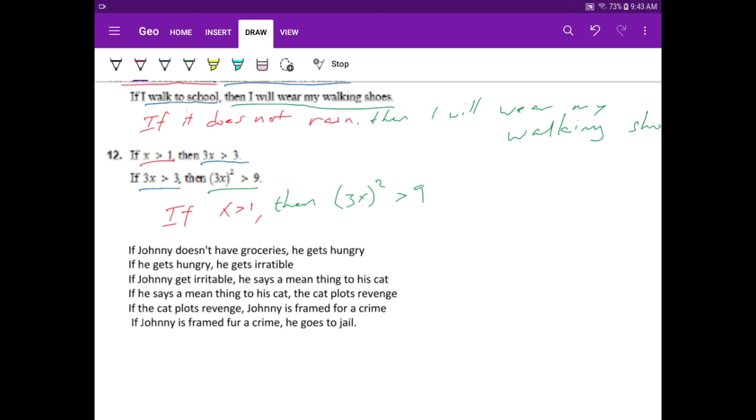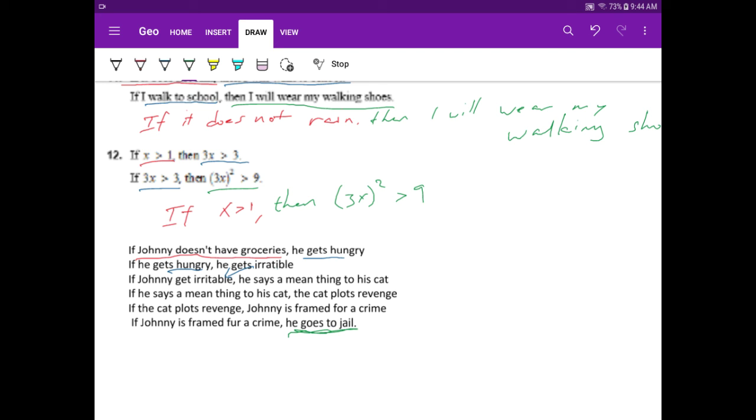So let's think here. If Johnny doesn't have groceries, then he gets hungry. So Johnny not having groceries is the first one. Then being hungry links to being irritable, being irritable links to saying a mean thing to his cat. Saying a mean thing to his cat links to the cat plotting revenge. The cat plotting revenge leads to Johnny being framed for a crime. Johnny being framed for a crime links to him going to jail. So the very last thing is him going to jail.